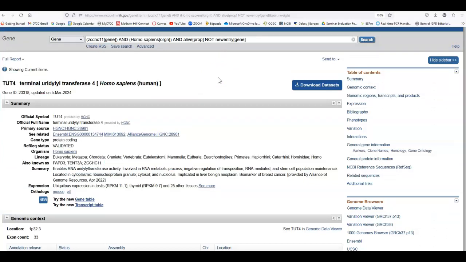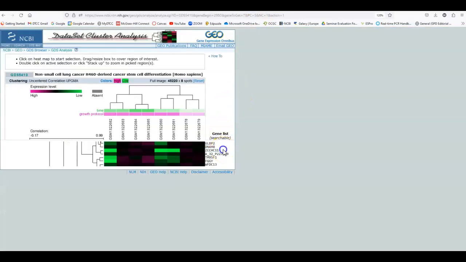Now you may be wondering, what the heck is ZCCHC11? So all I did is I just went back into NCBI and I typed in ZCCHC11 gene and then Homo sapiens. Here it is here. It's known by these many names. It is a terminal uridyl transferase 4, and this explains exactly what it does and where it is. So that's just a little side note to it. So let's go back and take a look at this particular thing.